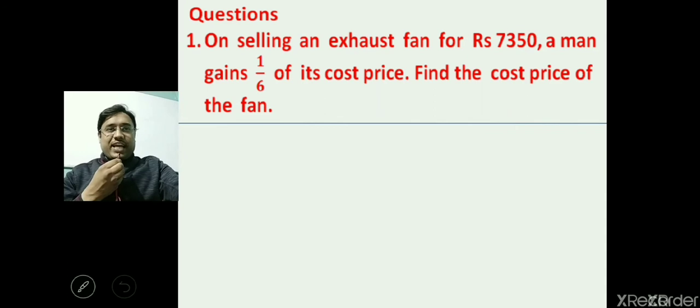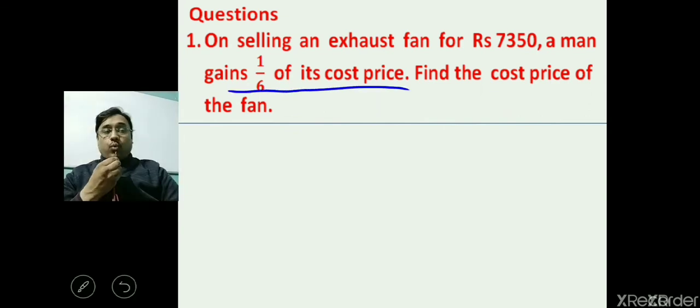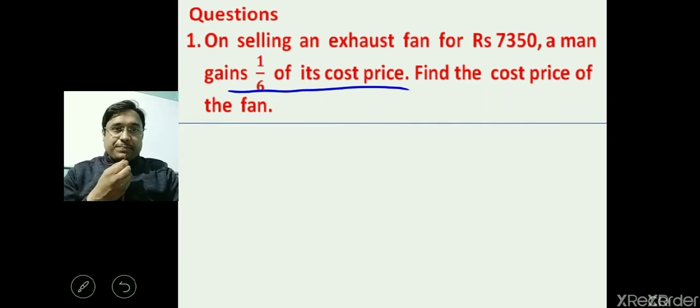The first question is: on selling an exhaust fan for rupees 7350, a man gains 1 by 6 of its cost price. Try to understand the question, 1 by 6 of its cost price. So find the cost price of the fan. What you have to find is the cost price of the fan.